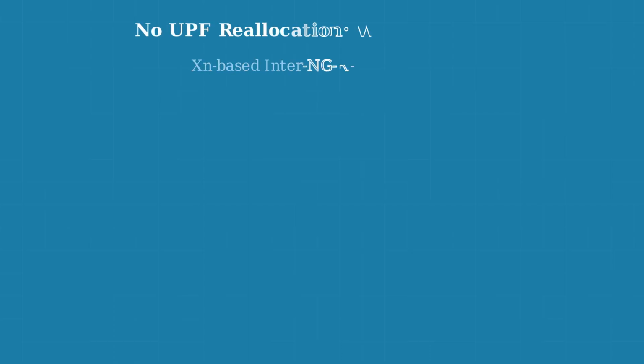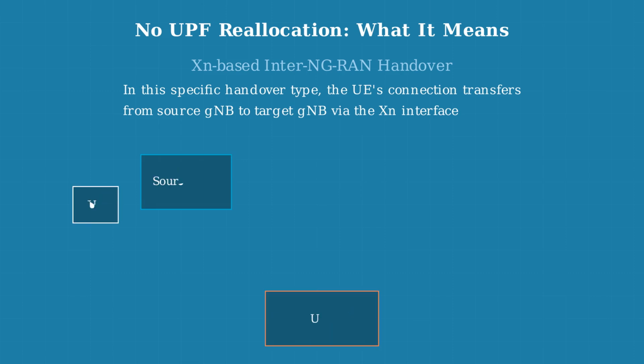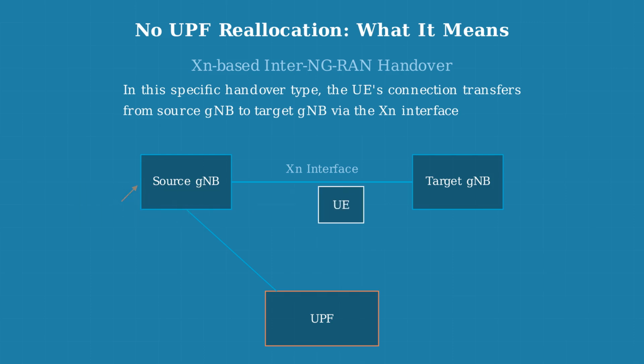Let's examine what no UPF reallocation means in an XN-based handover. Initially, the UE is connected to the source gNB, which routes data through the user plane function, or UPF. When the UE needs to be handed over to a target gNB, the XN interface allows direct communication between the two base stations. During handover, the UE's connection transfers from the source gNB to the target gNB.